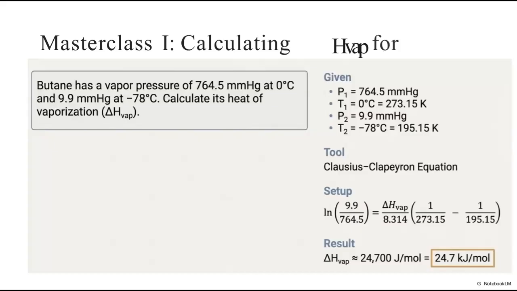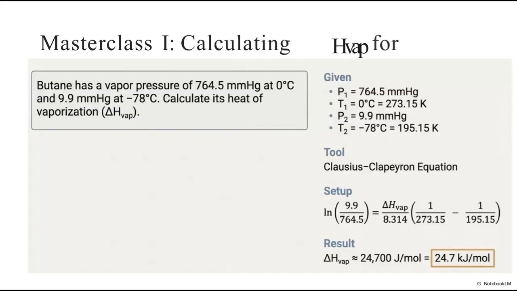Okay, so let's look at this example here. I have butane that has a vapor pressure of 764.5 millimeters mercury at 0 degrees Celsius, and 9.9 millimeters mercury at minus 78 degrees Celsius. Calculate the heat of vaporization, the delta H of vaporization. Because you have pressure 1, temperature 1, pressure 2, temperature 2, and it's talking about delta H of vaporization, you know you're going to have to use the Clausius-Clapeyron equation.